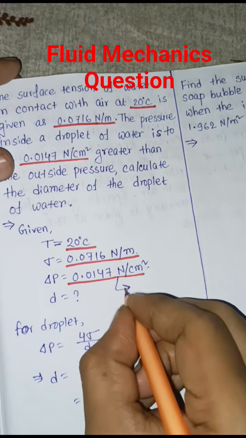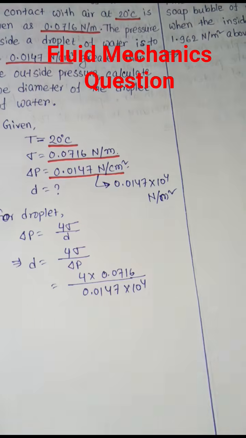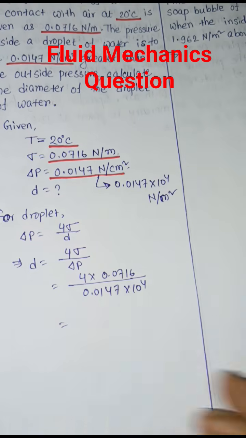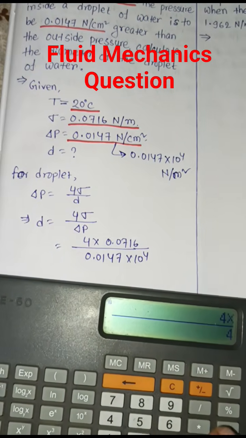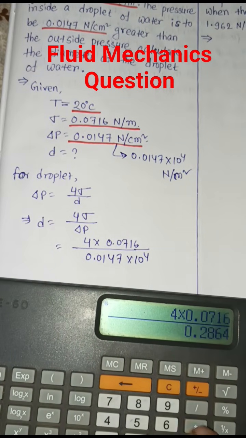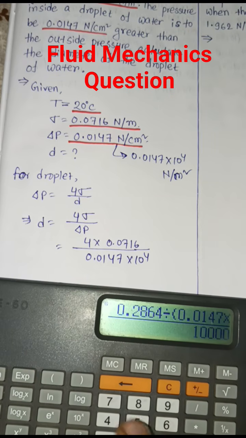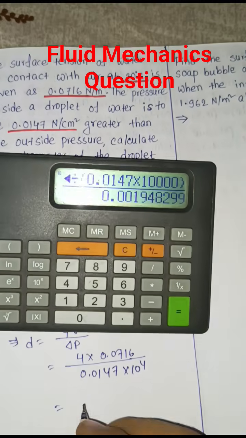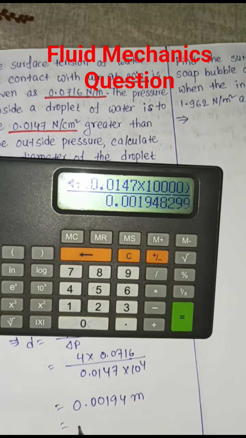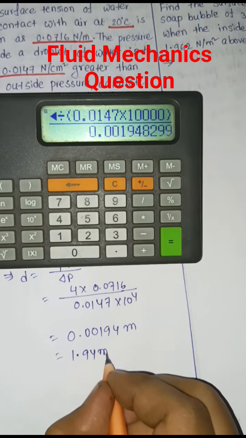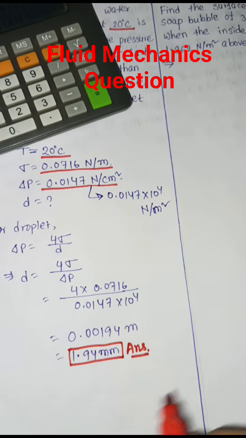So to convert it into Newton per meter square from Newton per centimeter square, 0.0147 into 10 to the power 4 Newton per meter square. Okay, so that's why you have to multiply by 10 to the power 4. So if you calculate this value, 4 into 0.0716 divided by 0.0147 into 10 to the power 4, the value will be 0.00194 meter. So this value will be 1.94 mm. So the answer: the diameter of the droplet is equal to 1.94 millimeter.